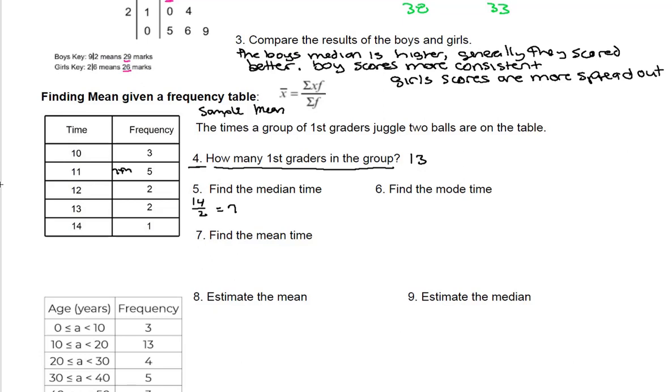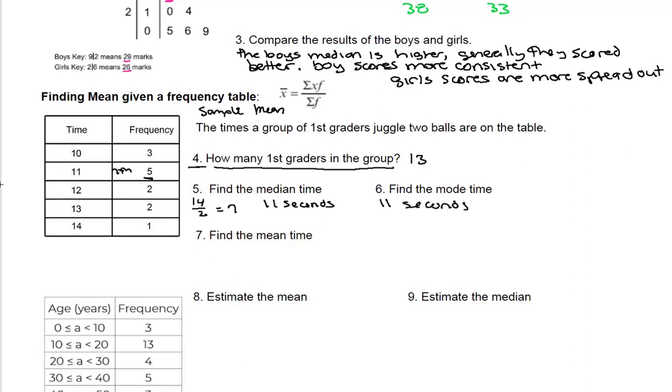Well, the 7th piece of data is going to be in this spot right here. It's going to be 11 seconds. There are 5 different numbers of 11, but the 7th one is an 11 also. So that's going to be our median. Now the mode is going to be the one that happens the most often. That is also going to be 11 seconds.